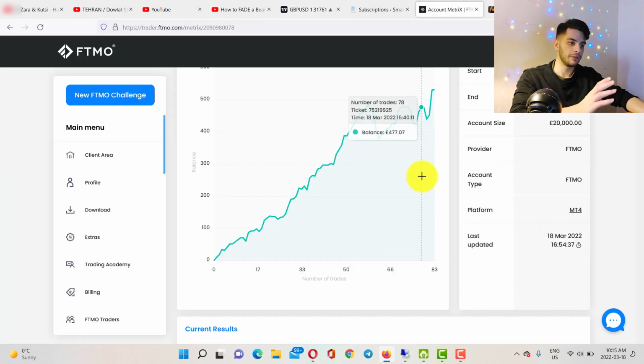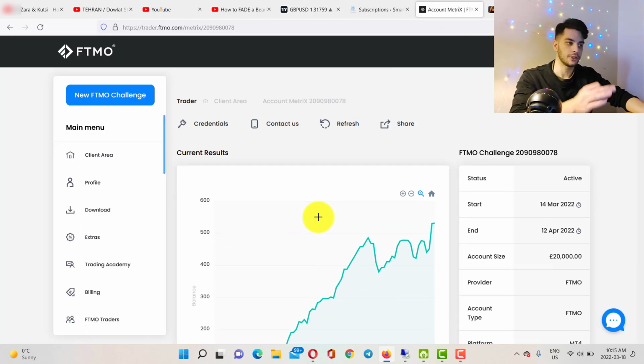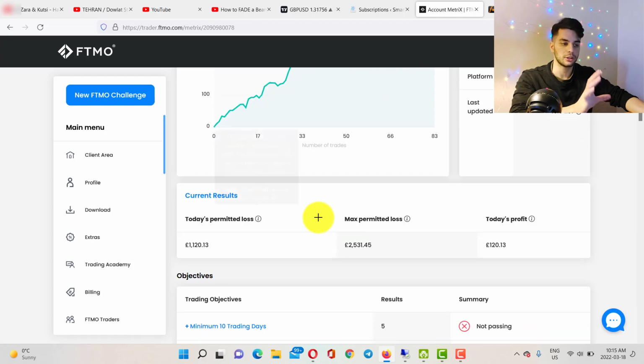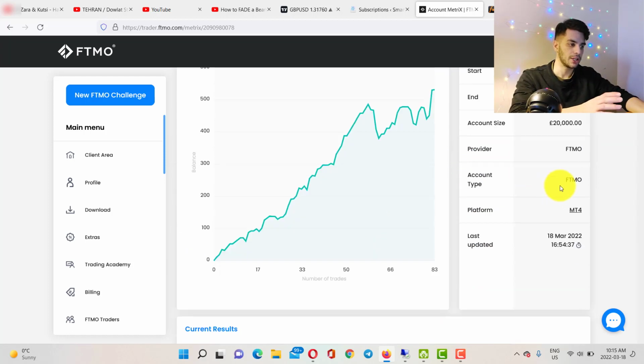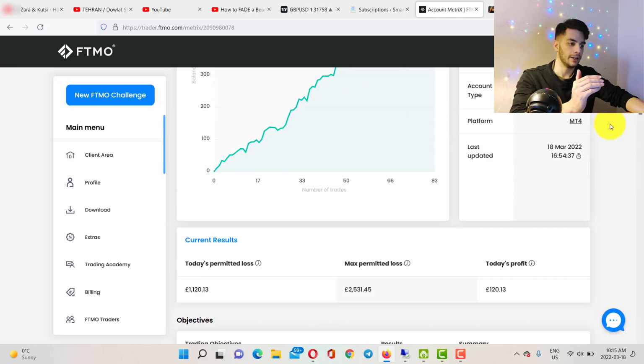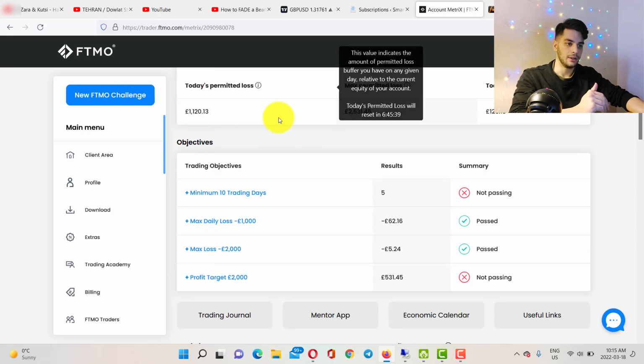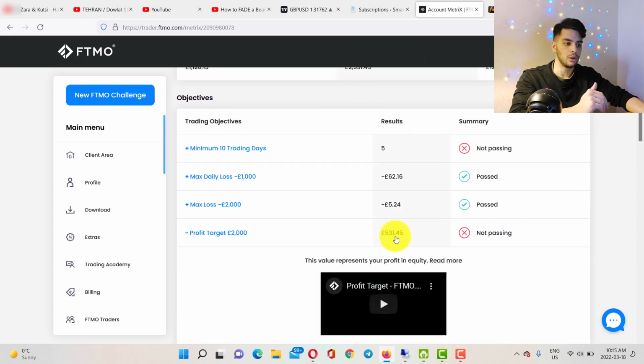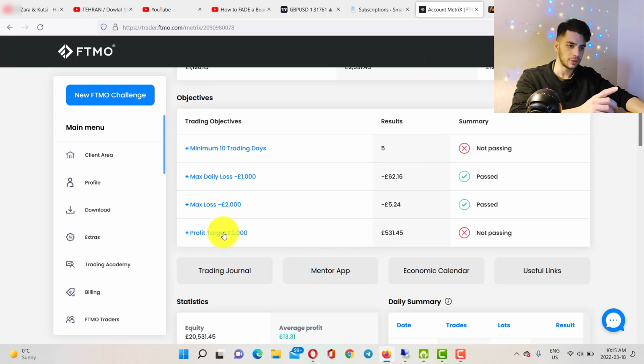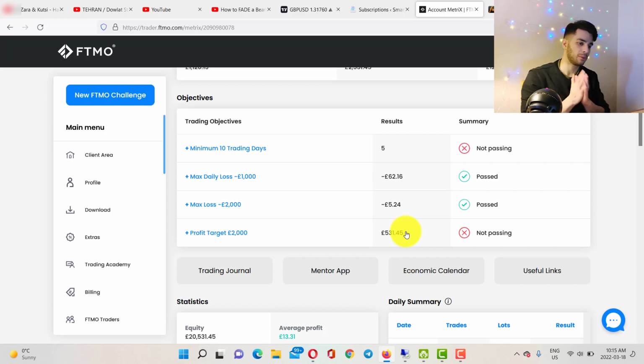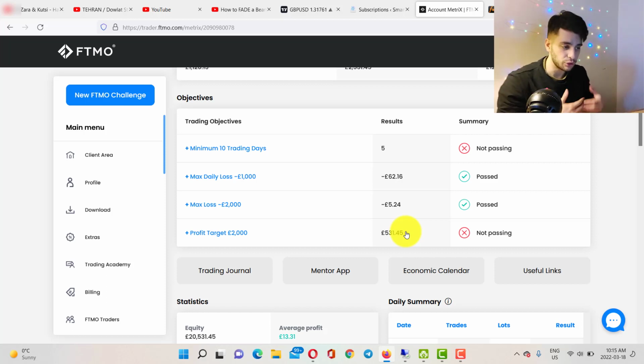So this is what my FTMO challenge looks like right now. This is the first week. We are done, 2.5% closed in profit. This FTMO challenge is on a 20,000 pound account size, and we have 531 pounds in profit. We need to hit 2,000 pounds, so it's 2.5%. And I have 1 month left, so if you make 2.5% every week, then you can hit your target in less than a month. You don't have to make 2.5% every single week; you can actually make more.